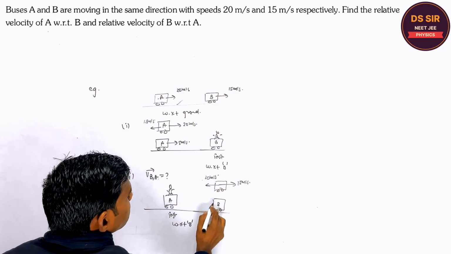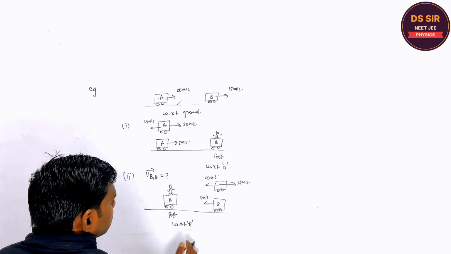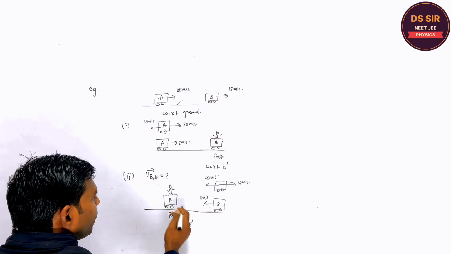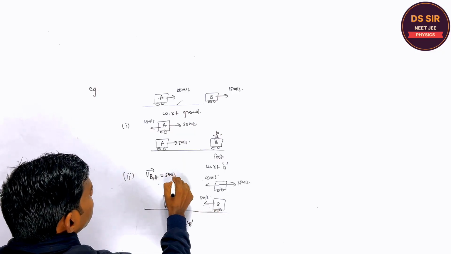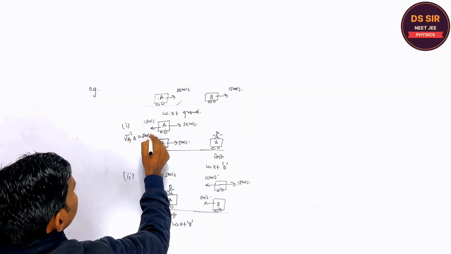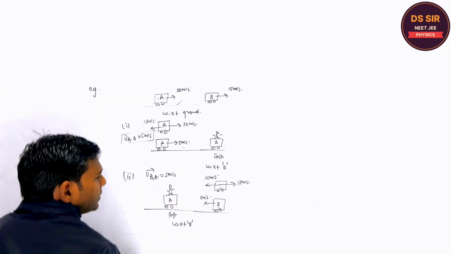What is the resultant? 20 minus 15, 5 meter per second. So this is the answer. So velocity of B with respect to A is 5 meter per second, right? And velocity of A with respect to B is also 5 meter per second. Is it clear or not? And the direction is shown in the figure, right?